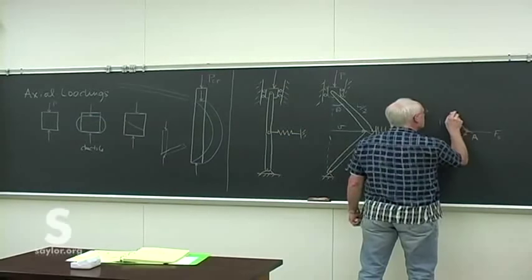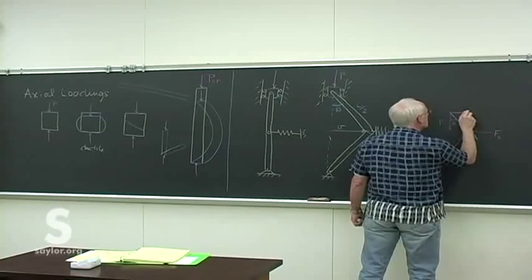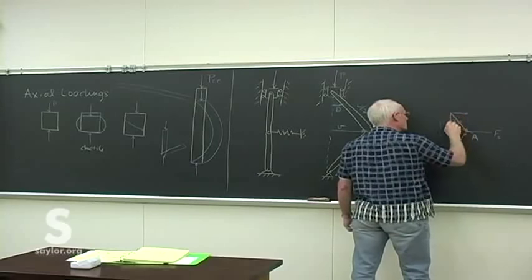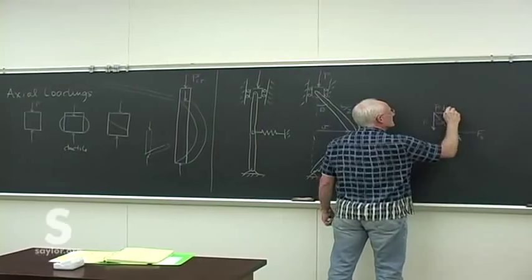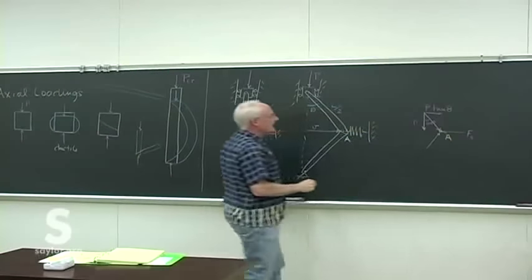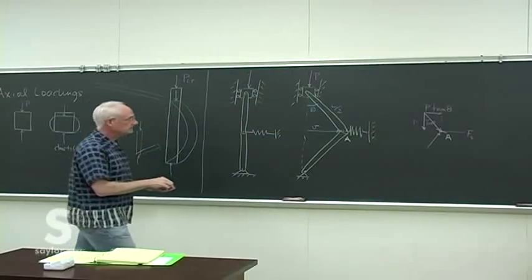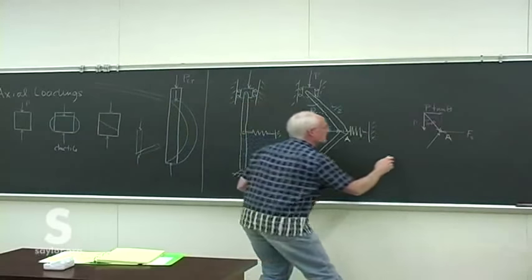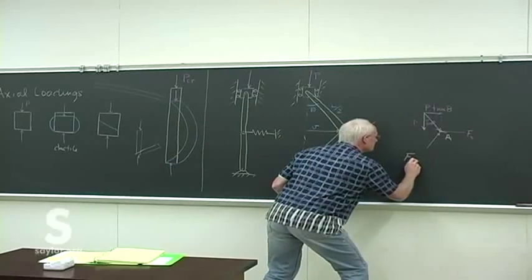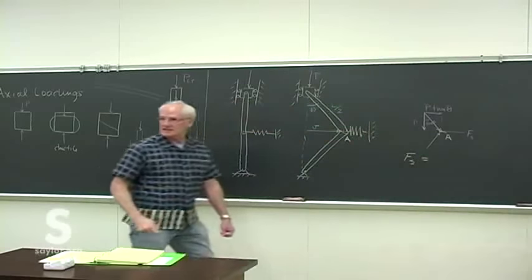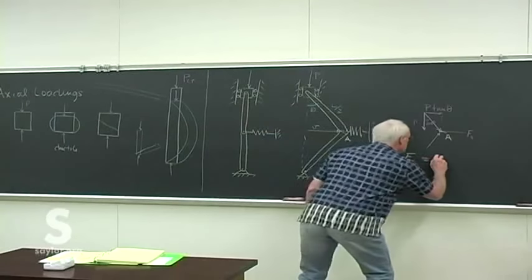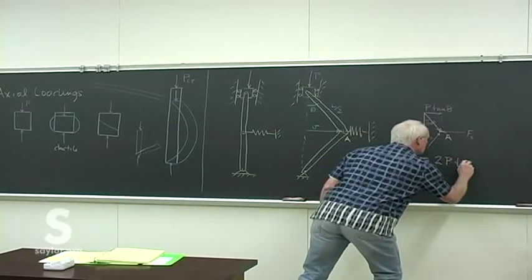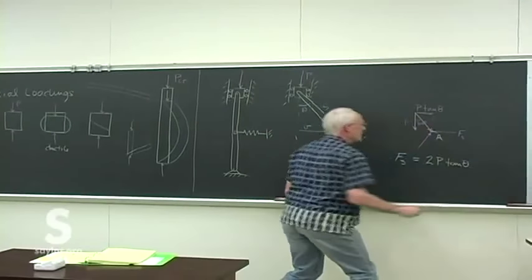And so the horizontal balance here is then P tan theta. And we know then that the balance, the restoring force, the elasticity of the column itself that we're modeling with this spring, must be 2P tan theta.